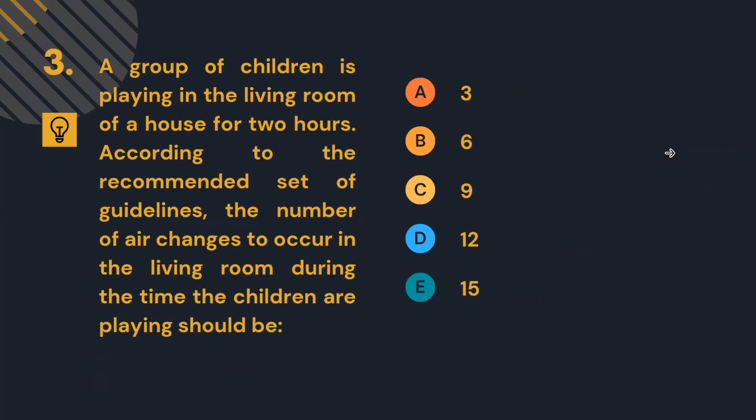A group of children is playing in the living room of a house for 2 hours. According to the recommended set of guidelines, the number of air changes to occur in the living room during the time the children are playing should be: A, 3; B, 6; C, 9; D, 12; E, 15. So the answer is B, 6, because the children are playing for 2 hours, and 2 to 3 air changes should be present.